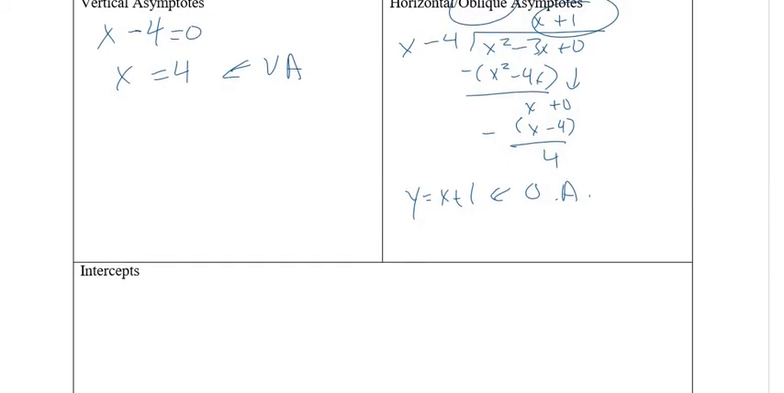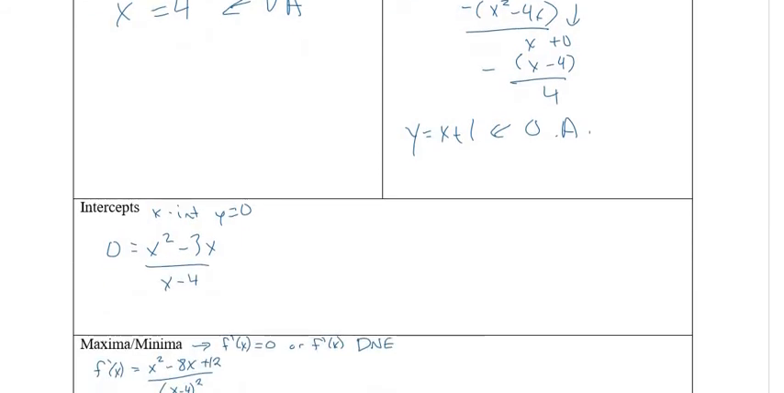So now we have our asymptotes. Let's find the intercepts. Let's start with the x-intercept, and we'll set y equals 0. So that's going to be 0 equals x squared minus 3x over x minus 4. In this case, the denominator will multiply up with 0 and cancel, and we're left with 0 equals x squared minus 3x. Or you can factor that, it becomes x times x minus 3. So x is going to be 0 or 3. So we're going to have x-intercepts at 0 or 3.